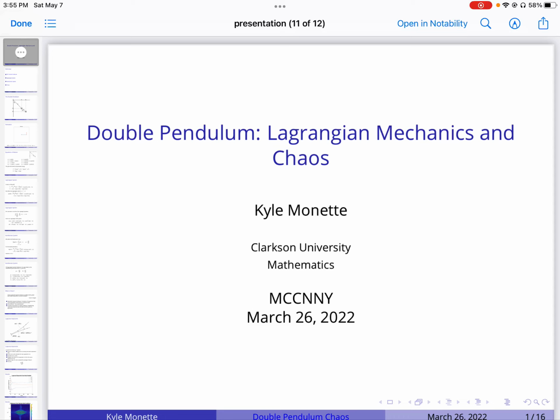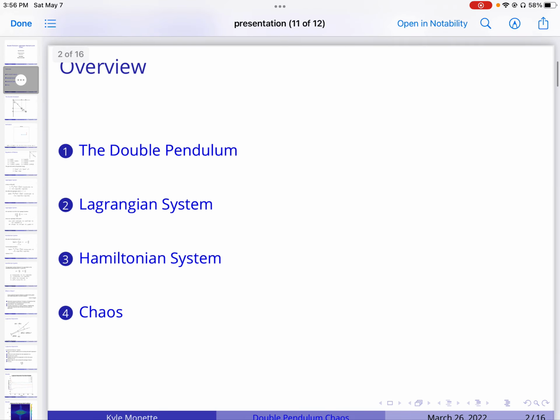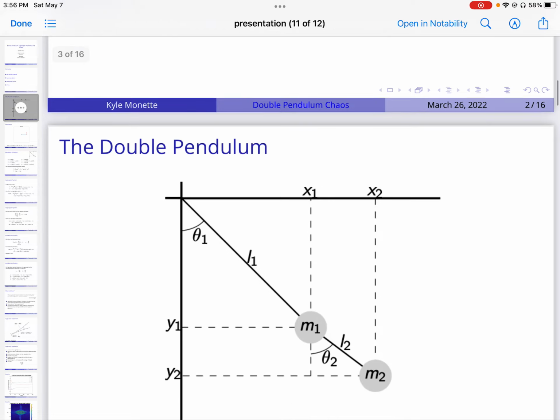I'm going to talk today about the double pendulum, and specifically its derivation, which is done using Lagrangian mechanics, and look at its chaotic nature as a dynamical system. So we'll talk about the double pendulum itself, the Lagrangian and Hamiltonian formulations of the differential equation, and then some aspects into its chaotic nature.